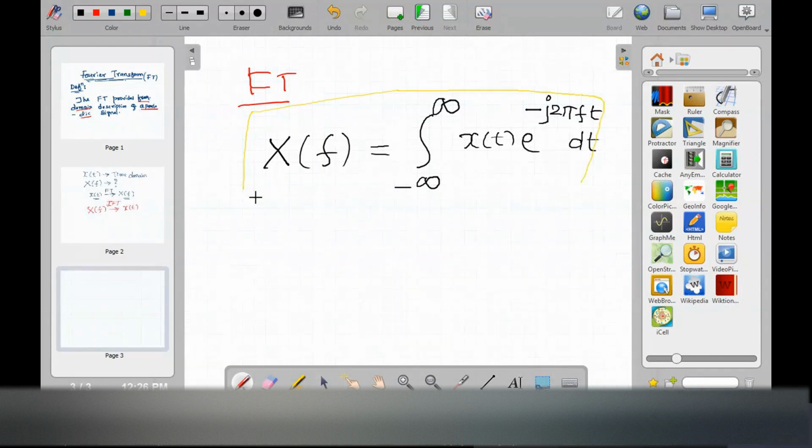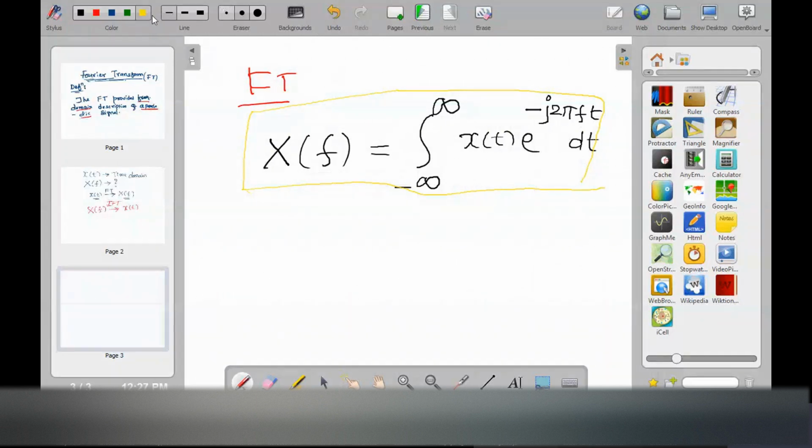Okay, so if you want, you can just note this equation. Everyone just copy whatever I am writing on this board. So this equation is used to calculate a Fourier transform of a signal x of t.